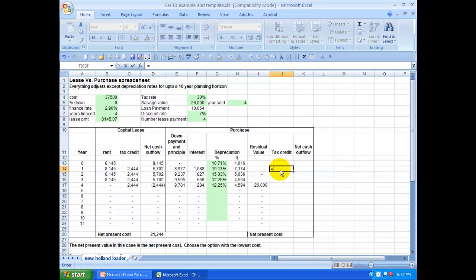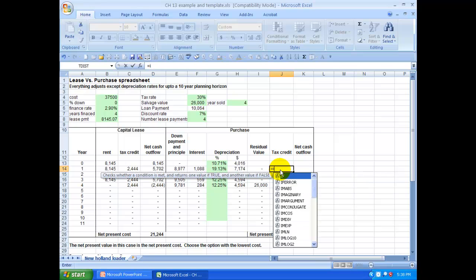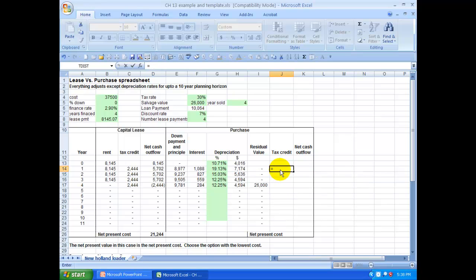So it's equal to if, opening parentheses, or sorry, we don't need to do the if statement first. So opening parentheses, because what we want inside these parentheses is our total taxable income, or total net taxable deductions, and then we're going to multiply that by the tax rate. So like normal, the previous year's interest plus its depreciation is going to be tax deductible.